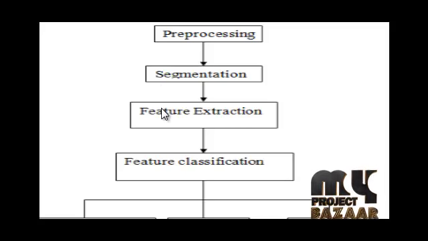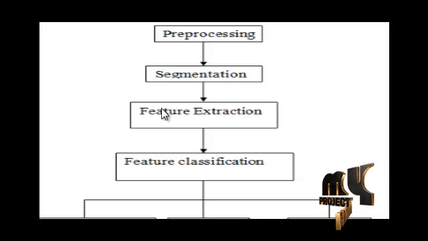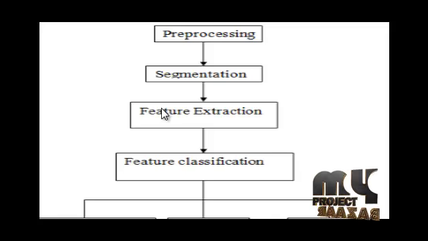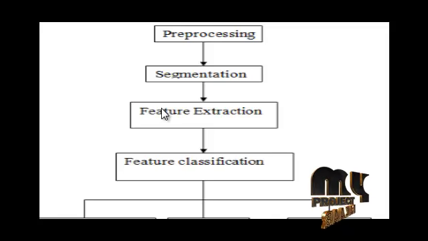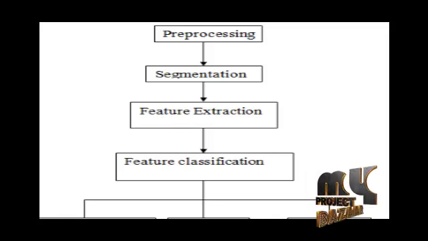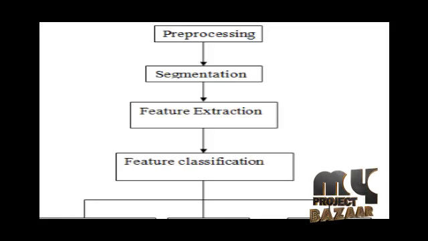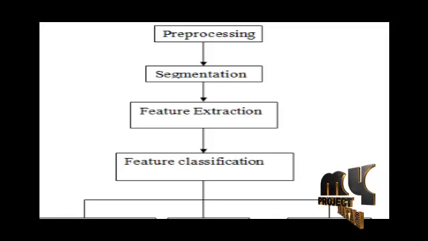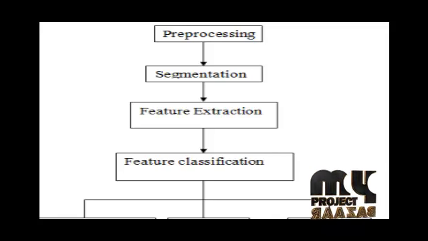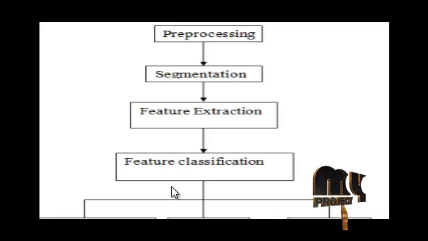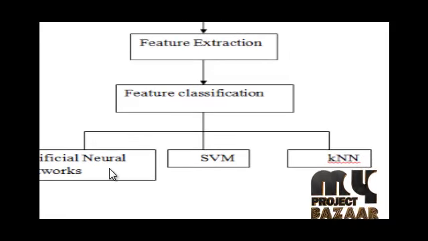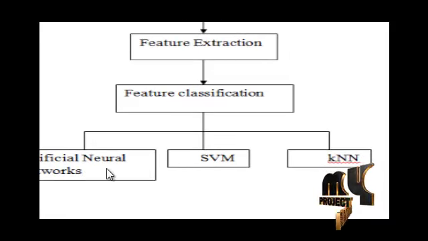Then we will go for feature extraction. For feature extraction, here we are applying GLCM to extract features. A gray level co-occurrence matrix contains information about the position of pixels having similar gray level values. There are totally 12 features extracted: contrast, correlation, cluster prominence, cluster shade, dissimilarity, energy, entropy, homogeneity, maximum probability, sum of squares, auto correlation, and inverse difference moment. Then the extracted features are passed through three types of classifiers: artificial neural network, SVM, and KNN.